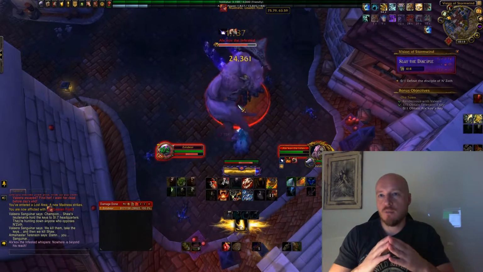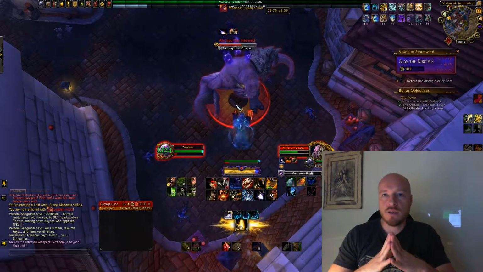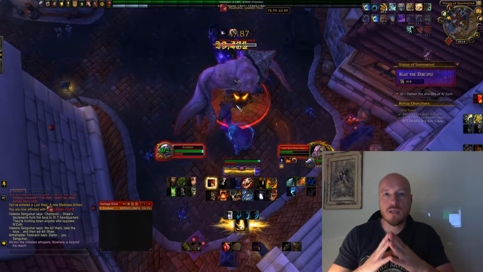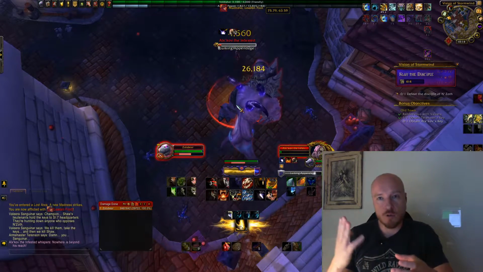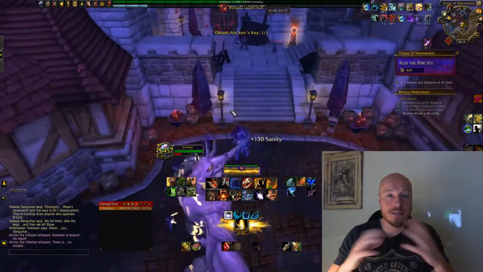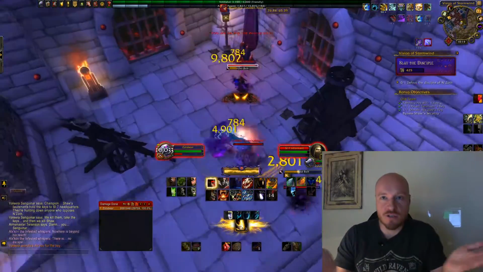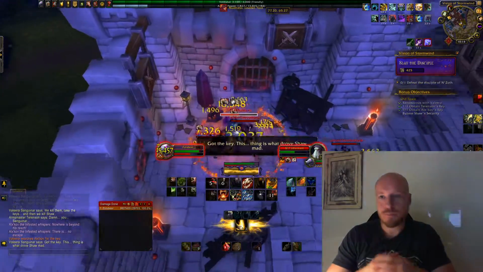Now let's look at numbers. So I ran it obviously on my druid. As I said to you in the beginning, I tried to run it as honestly, as similarly to the other two through Horrific Vision of Stormwind. I didn't stealth. I pulled everything, just like my two other tanks had to.